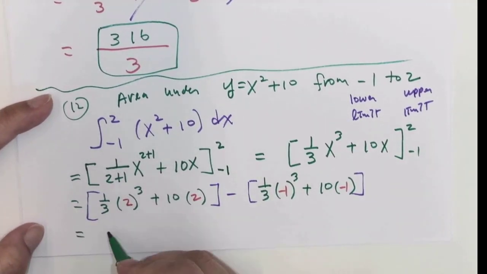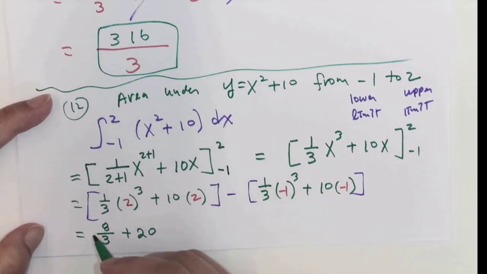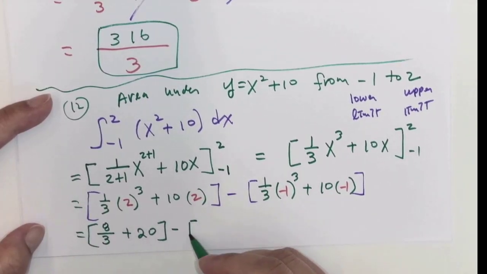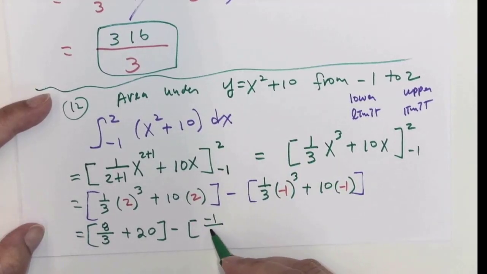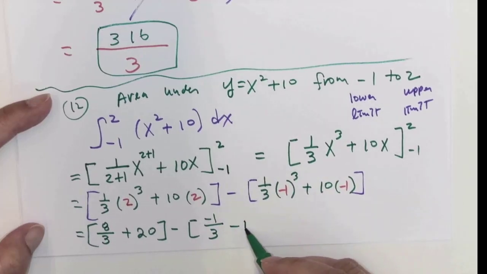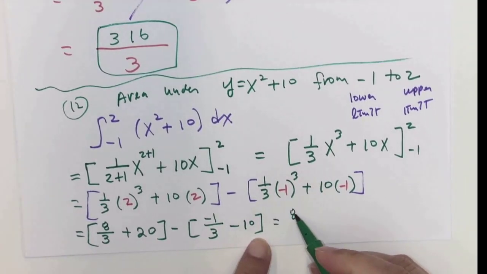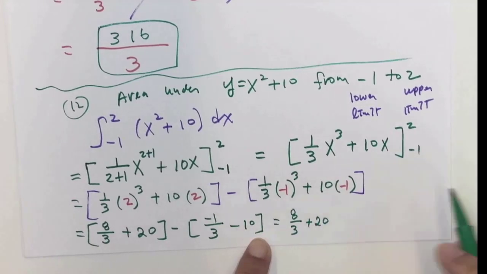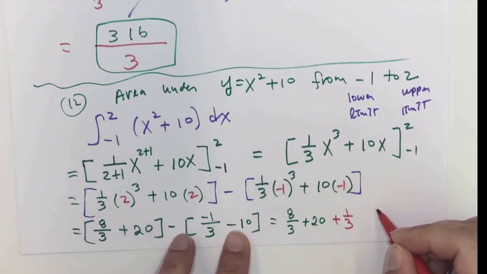But this is going to be 2 cubed, which is 8, right? On top, 3 at the bottom, plus 10 times 2 is 20. And then the second part, we are going to have subtracting. This is -1 cubed, which will still be -1, right? Over 3. And then this would be minus 10. And don't forget to distribute that negative in there, okay? So we're going to have 8 over 3 plus 20. Distribute in there, it becomes positive 1/3. Distribute in there, it becomes positive 10, right?